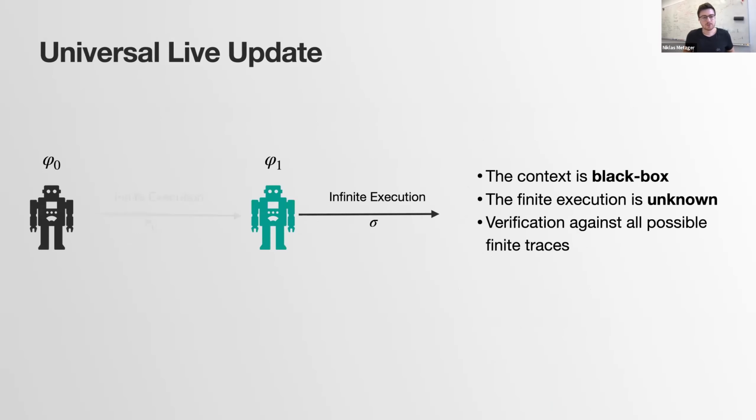And this is why we also introduced a black box version. It's called the universal live update. And the name comes from the fact that, well, now we do not know the finite execution. We only know the previous transition system. So we know the implementation of our black box robot, and we, of course, know the specification. And now we have to ensure that our update system is correct for all possible finite executions of the previous implementation. So we have to consider all possible obligations, so to say, that can be stated for us.